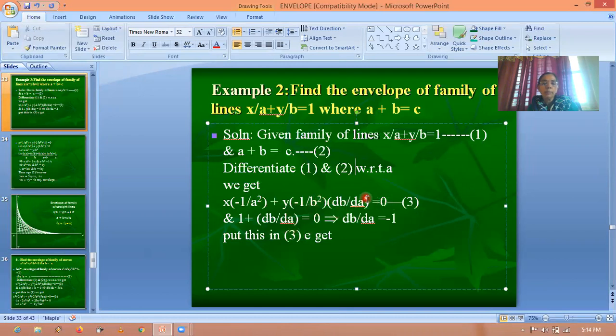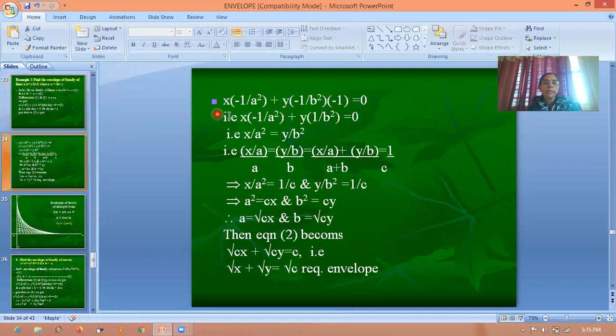Get the value of db by da from this. It is db by da is minus 1. Substitute that in equation 3. In equation 3, you can substitute and you get x into minus 1 by a square plus y into minus 1 by b square into minus 1 is equal to 0. So simplify, it is minus x by a square plus y by b square equal to 0.